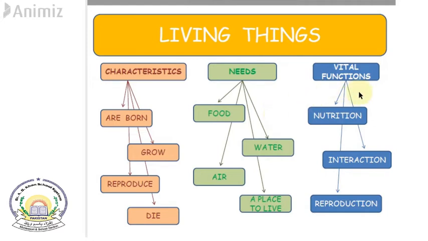Okay, what are their functions? Their functions are vital functions. They need nutrition, they interact, and they reproduce. Nutrition means they need food, a lot of food, and they interact with each other, and then they reproduce. Reproduction means they make more of themselves, copies of themselves. All right, so these are the characteristics and needs of living things.